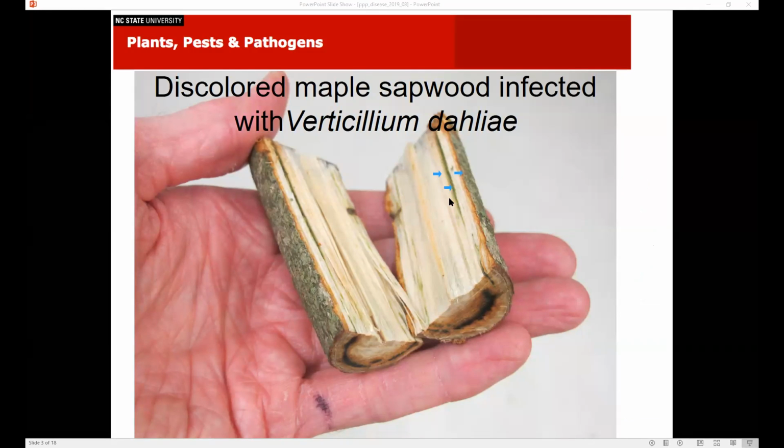So along here, that discoloration in the sapwood, you can see it really well in the cross section here as well. And I didn't realize this, but apparently that green coloration is fairly typical when this occurs in maple. And this turned out by isolations to be Verticillium, and particularly the species Verticillium dahliae, which I'll mention a little bit more in a moment.